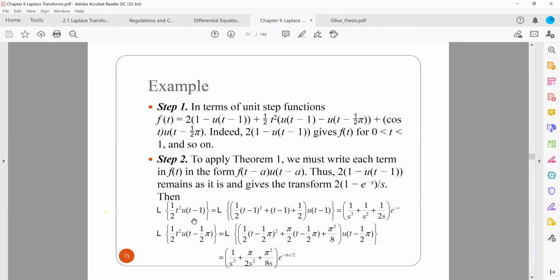If you use this same approach, then you will make it a half (t plus 1) squared, and you'll multiply it by e to the minus s from this u(t minus 1). Then keep e to the minus s out, and do the expansion of (t plus 1) squared, which is t squared plus 2t plus 1, with the half out here. So it will be a half t squared plus t plus a half. And then this is more straightforward because you know the transform of t squared, the transform of t, and the transform of a half.